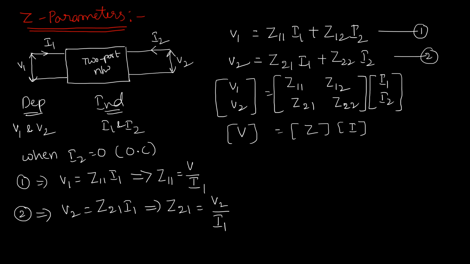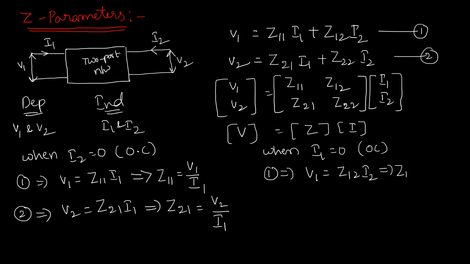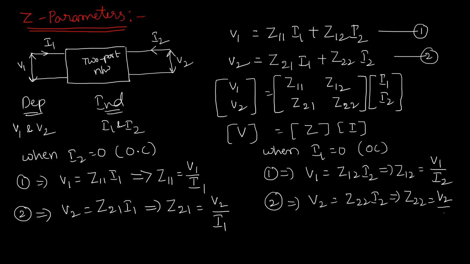So here the same thing can be observed. Z11 will be V1 by I1. Similarly, Z21, V2 by I1. Okay, so this is the first condition. Now go with the second condition. When I1 is 0, what happens? Again, it's a current, it will be open circuited. Then from the first equation, what can you get? V1 equal to what? Z12 into I2. So what is Z12? This is V1 by I2. Got it? Now from the second equation, V2 equal to Z22 into I2. So Z22 equal to V2 by I2.